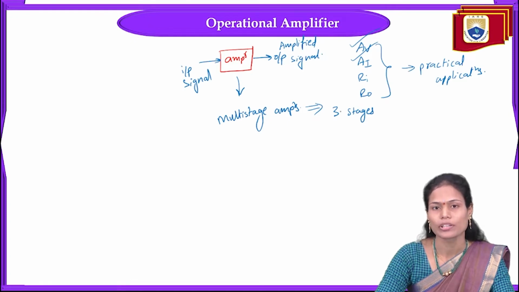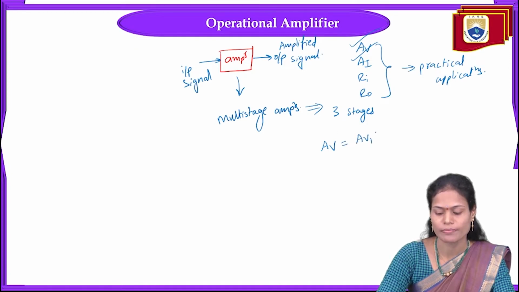The output of the first stage is connected to the second stage, and the output of the second stage is connected to the third stage. So the final output is the third stage output. The overall voltage gain for this 3 stage multi-stage amplifier is the gain of the first stage times the gain of the second stage times the gain of the third stage. So the more stages we add, the more gain we can improve in multi-stage amplifiers.